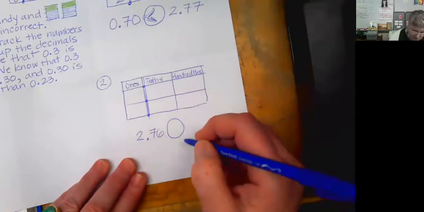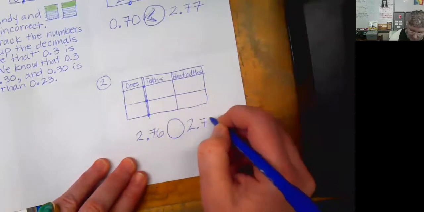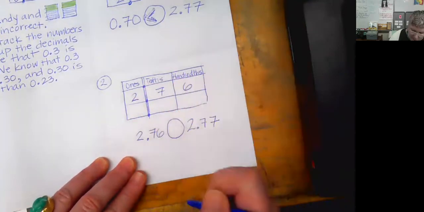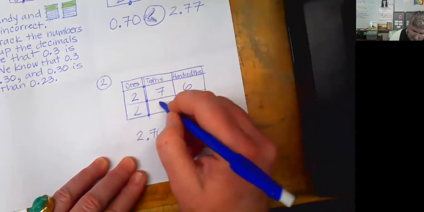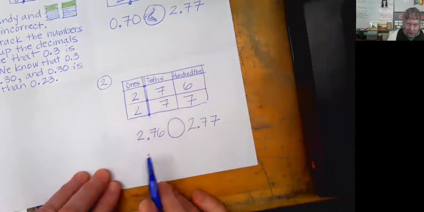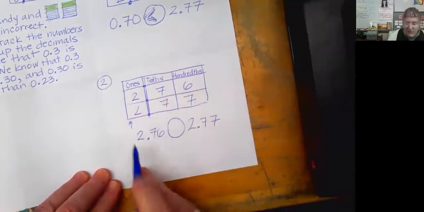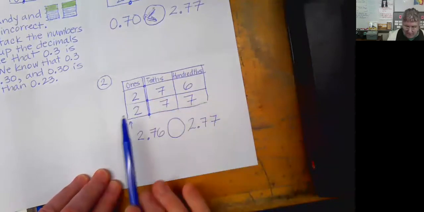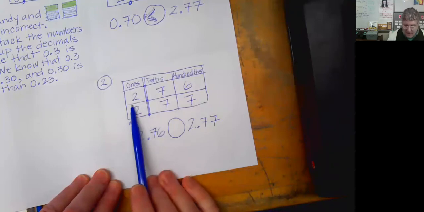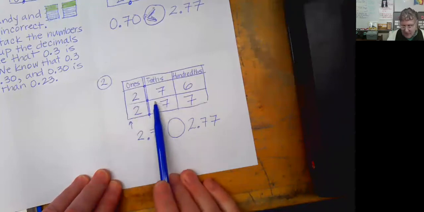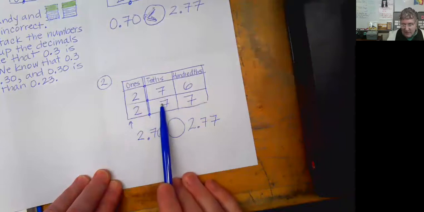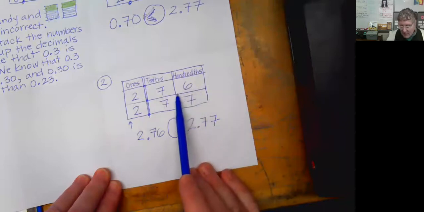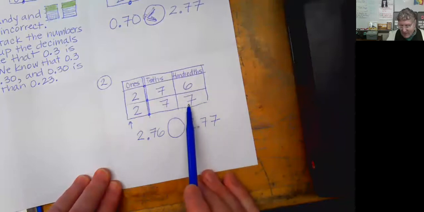And we're comparing it with 2 and 77 hundredths. So if we write the first number, 2 and 76 hundredths, and then we have 2 and 77 hundredths. So again, we're always starting at the largest. We start on the left when we're comparing, right? And we say 2 versus 2, they're the same. So as soon as they're the same, it bumps you to the next place value. 7 and 7, they're the same. Boom, it bumps us to the hundredths.